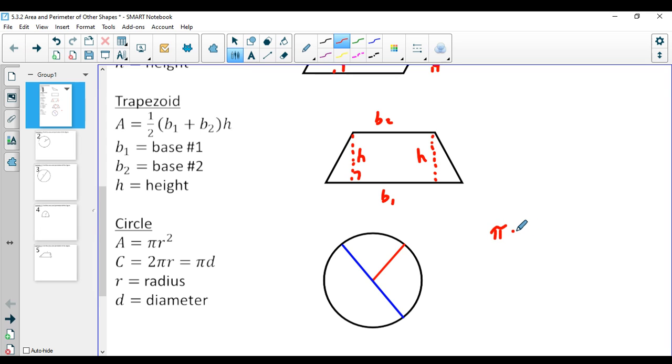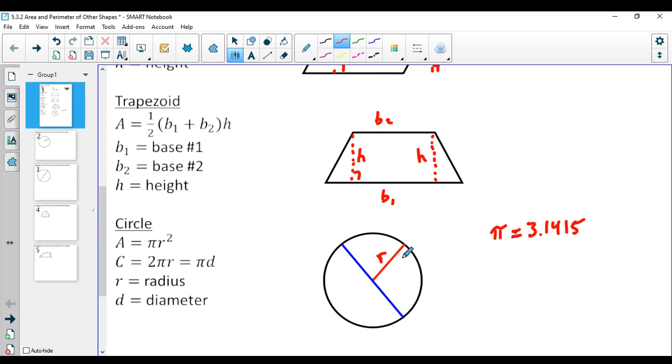You can find pi in your calculator, or pi should just be 3.14. You could just use 3.14, or if you want to be super accurate, 3.1415, and it goes on forever, right? Or there's a pi button probably on your calculator somewhere. I know there is on your TI-84 app if you have that on your Chromebook, which you should. And then r is the radius.